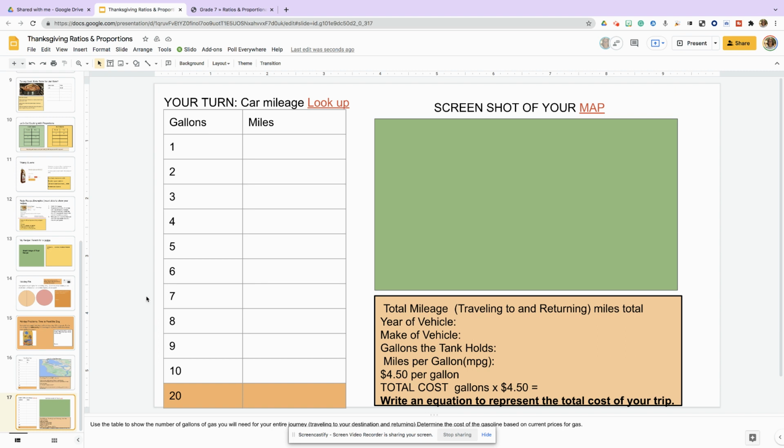And I've included a hyperlink here to a vehicle lookup, and then they can pick where they'd like to go. So it's just a fun Thanksgiving ratio and proportions activity. Again, reinforcing those wonderful standards that really come to life and make sense once they're embedded in a real life context. Well, I hope you like this project.